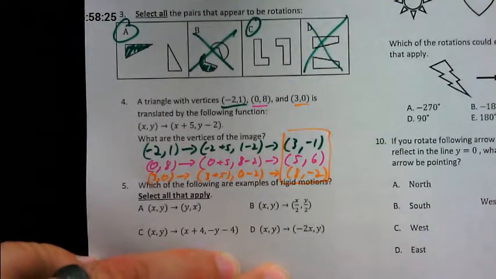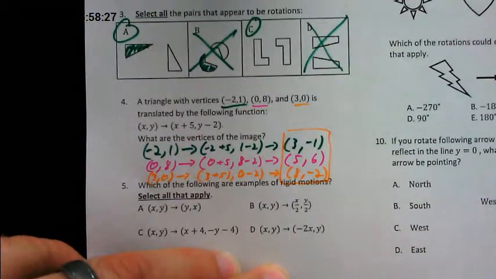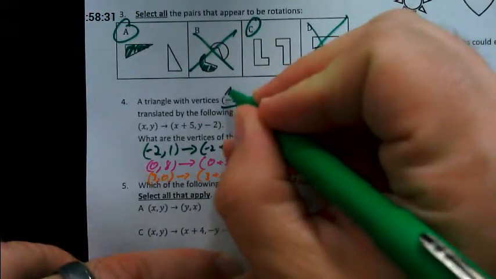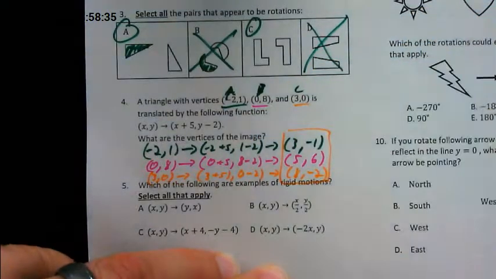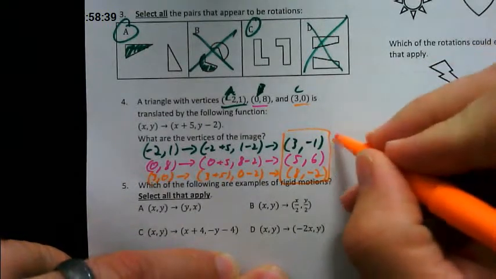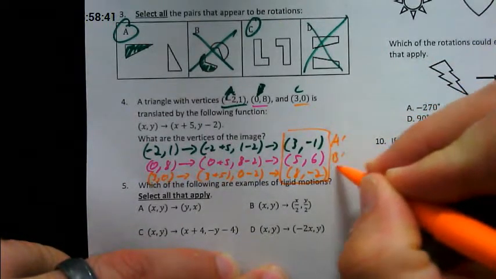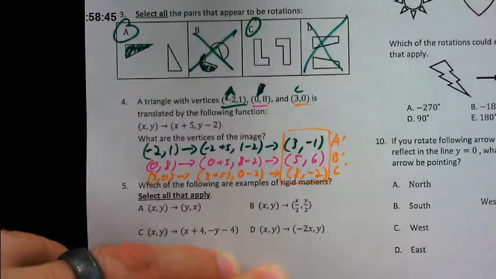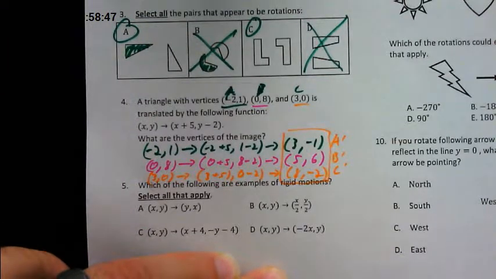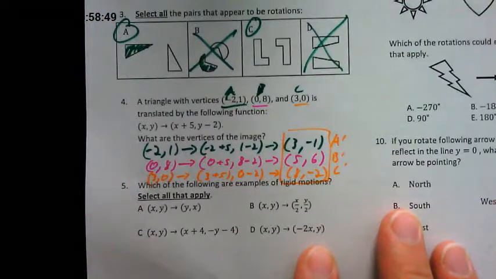Now, there's a very good chance that on a test, I would probably tell you that this is, say, A, B, and C. So then the points that you're actually finding there would be our point A prime, B prime, and C prime. I'd probably only ask you for maybe one of the points. All right. Any questions there?